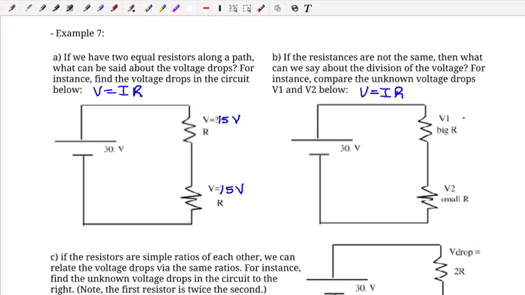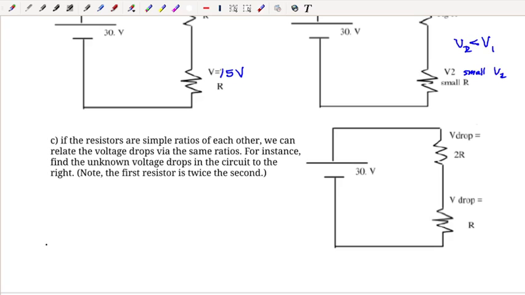So big R must mean we had a big V1. Small R must mean a small V1. So if we're going to compare the two, that must mean V2 is less than V1.